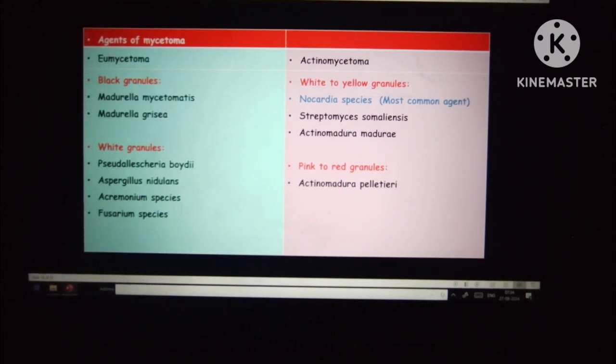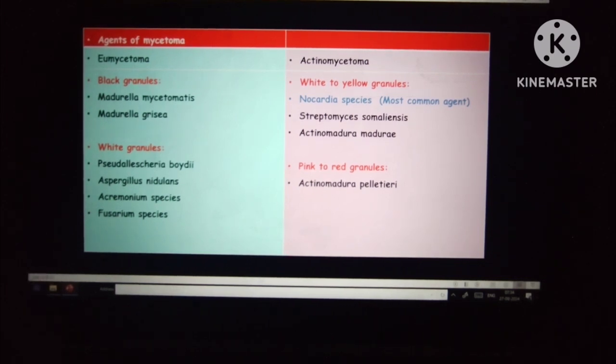Here, always remember black granules are mainly because of Madurella. You don't need to remember the species. I am sure they won't ask what species and all. They will generally be asking Madurella. White granules you can remember like PAF, platelet activating factor: Pseudallescheria boydii, Aspergillus nidulans, Acremonium and Fusarium.